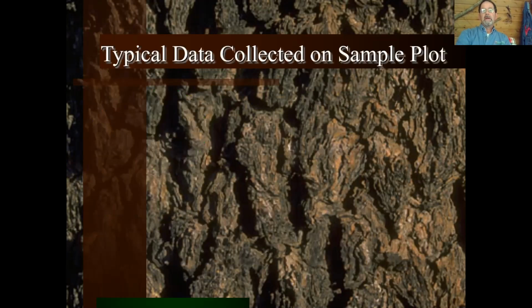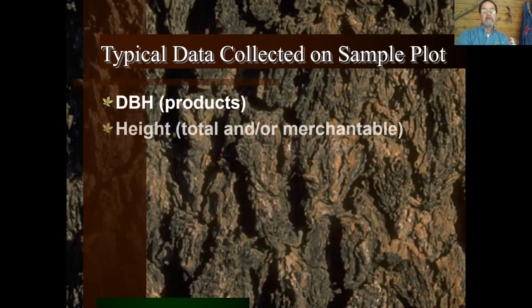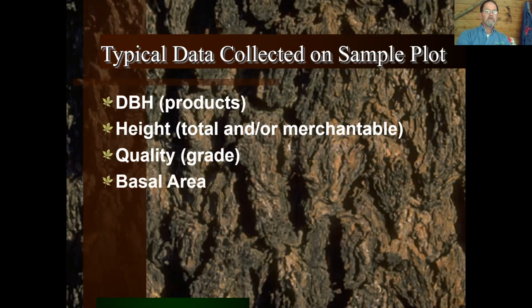Some typical data that might be collected on sample plots: we would collect the DBH, the diameter of the trees, and the height, either total height if you're trying to estimate site index, or merchantable height if you just want to know the value of the material that's out there. Then we might collect some data on quality or grade, to help estimate the value of the stand. And basal area, which we've described in previous sessions of Back Porch Forestry, is also very telling when we're collecting samples.